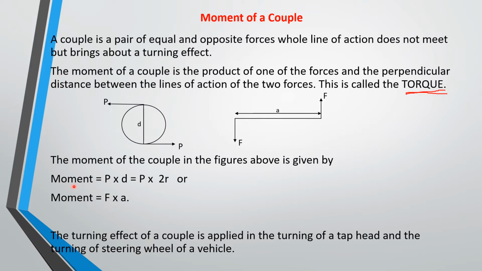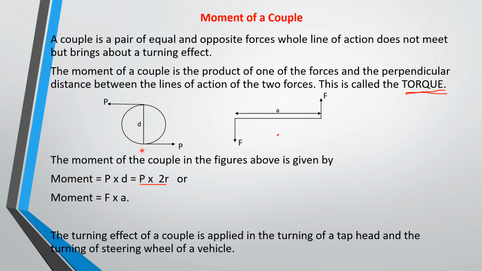Okay, so just as I've said, the moment of a couple is equal to the product of the force P times D. Now for a circular object, you know that this distance is 2 radius. So you can either say the force times diameter, which is D, or force times 2 radius. You know that 1 diameter is equal to 2 radius, so you can have this. Then for this particular drawing, the moment of the couple is equal to one of the forces times this perpendicular distance. And that is force times A, right?